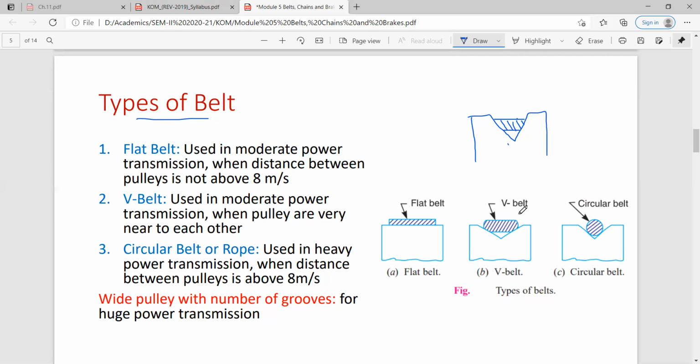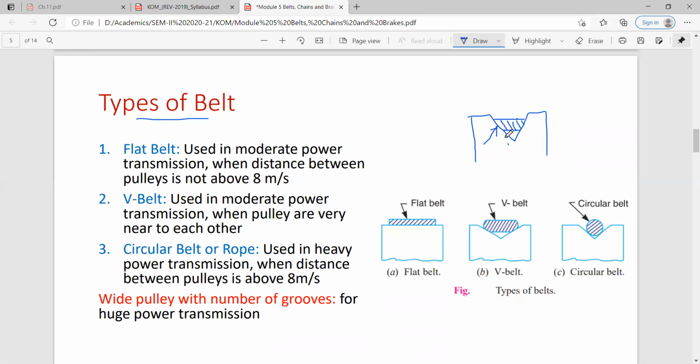The advantage of the V belt is that because of this wedging action, there is more friction between belt and pulley. Hence the power transmitting capacity of the V belt is more than that of the flat belt because it offers more friction between belt and pulley.